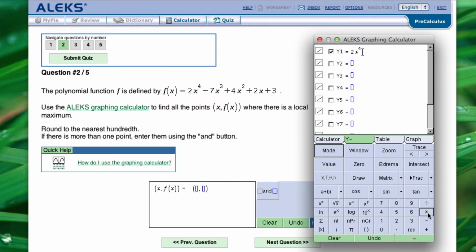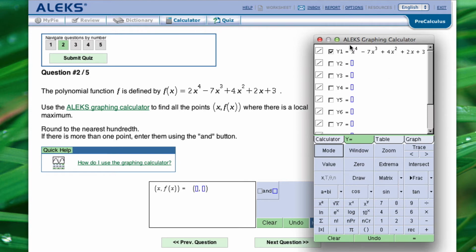Then we can say minus 7x raised to the 3rd power, right arrow, plus 4x squared. There is an x squared button, you could use that as well. Right arrow, plus 2x plus 3.